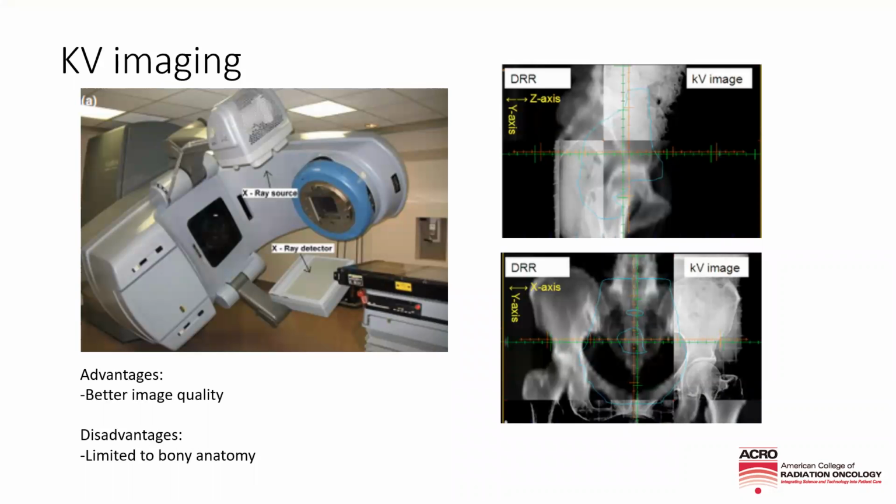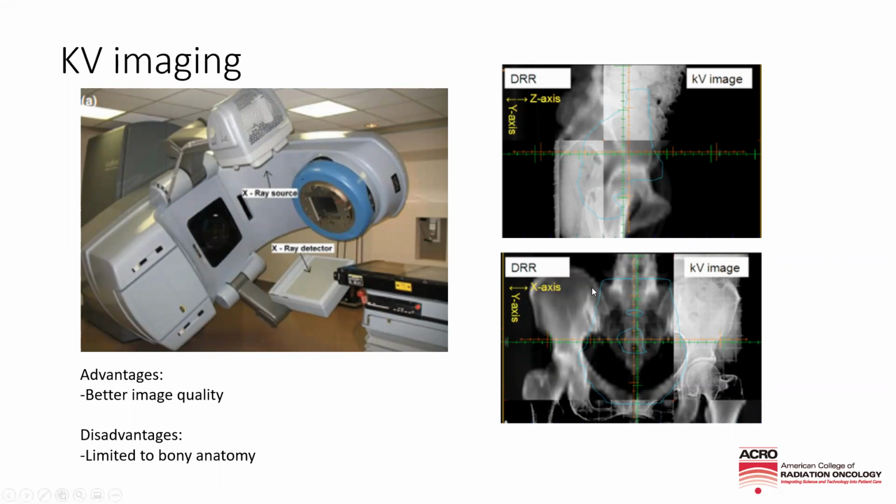Since KV imaging uses KV energy, we can't take an image from the beam's eye view using the gantry. A separate system has to be installed to both generate the KV X-rays and detect them after they've gone through the patient. As you can see on the left, these systems are typically installed at a 90-degree angle from the treatment beam. As such, the KV images generated are often called orthogonal images.